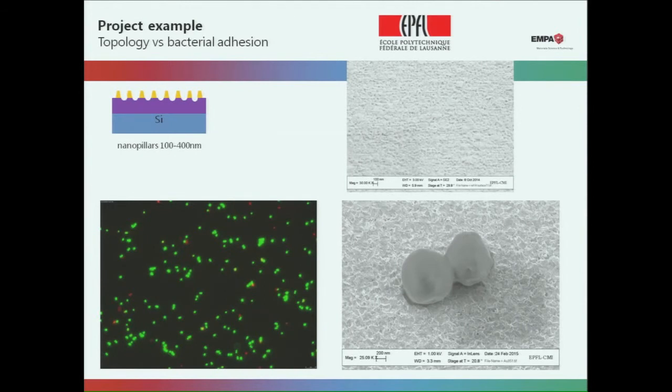First, we just have a non-structured surface. Here you see the bacterial adhesion. These green colored spots are bacteria. If they are alive, they are green. If they are dead, they will be red. So here you see some red spots, but very few. So you see there are living cells attached on the surface. And when you look at the SEM picture, this is Staphylococcus aureus, and you see they are healthy cells.